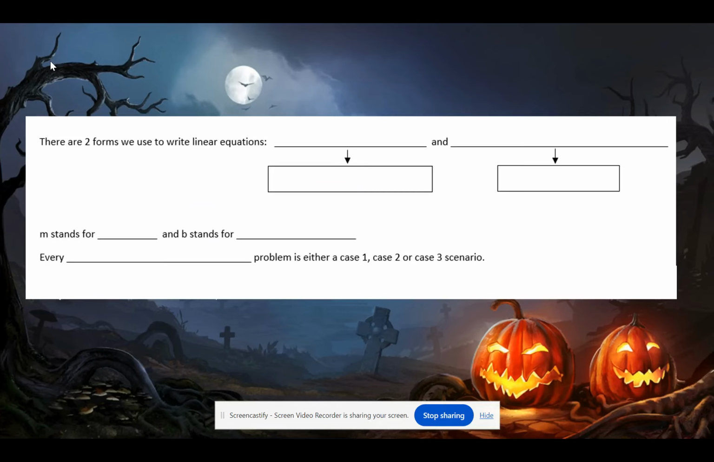Today's lesson is going to teach us how to take information and use that information to create a linear equation. So from Algebra 1, some teachers choose to teach you what's called point-slope form, others don't. But everyone has learned slope-intercept form. So if you don't remember, slope-intercept form is this: y equals mx plus b.